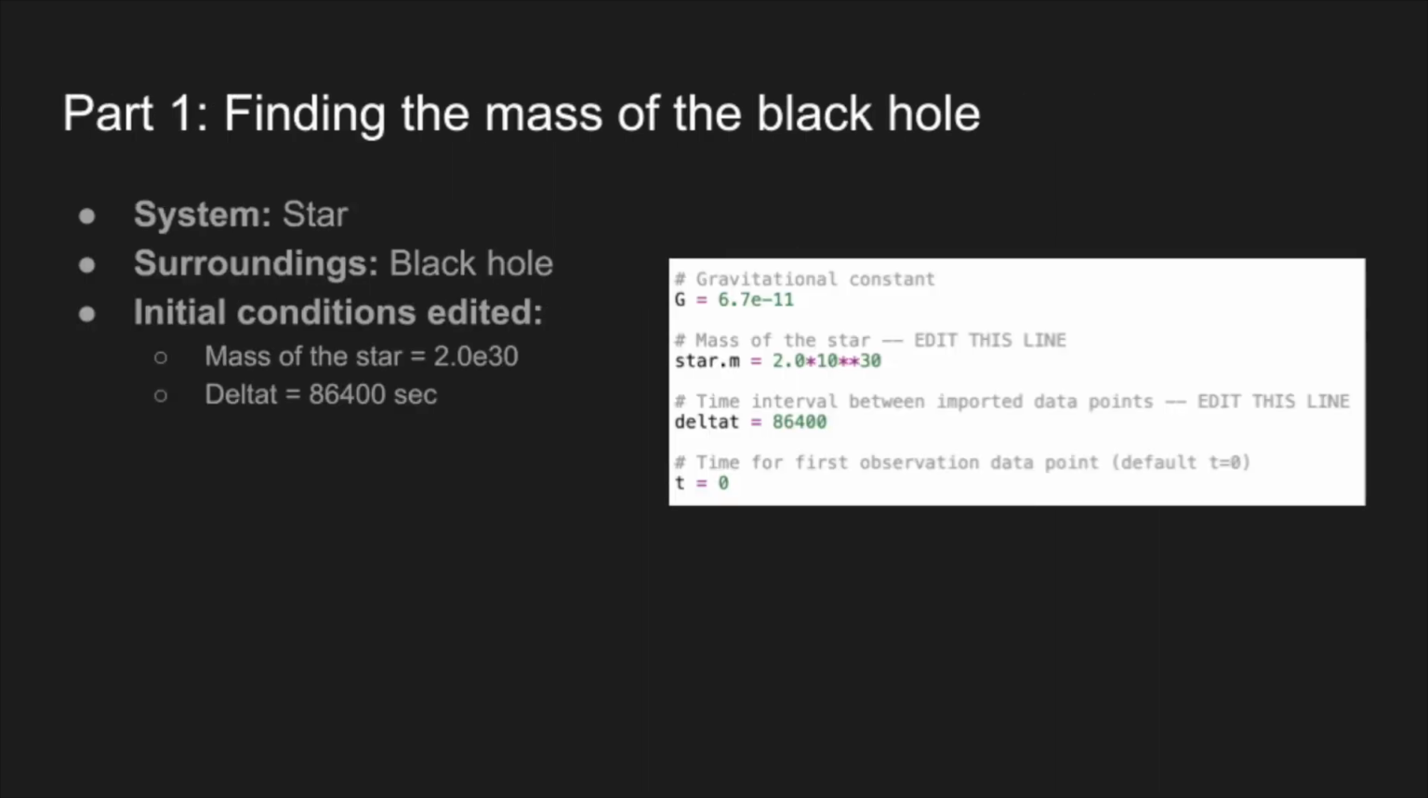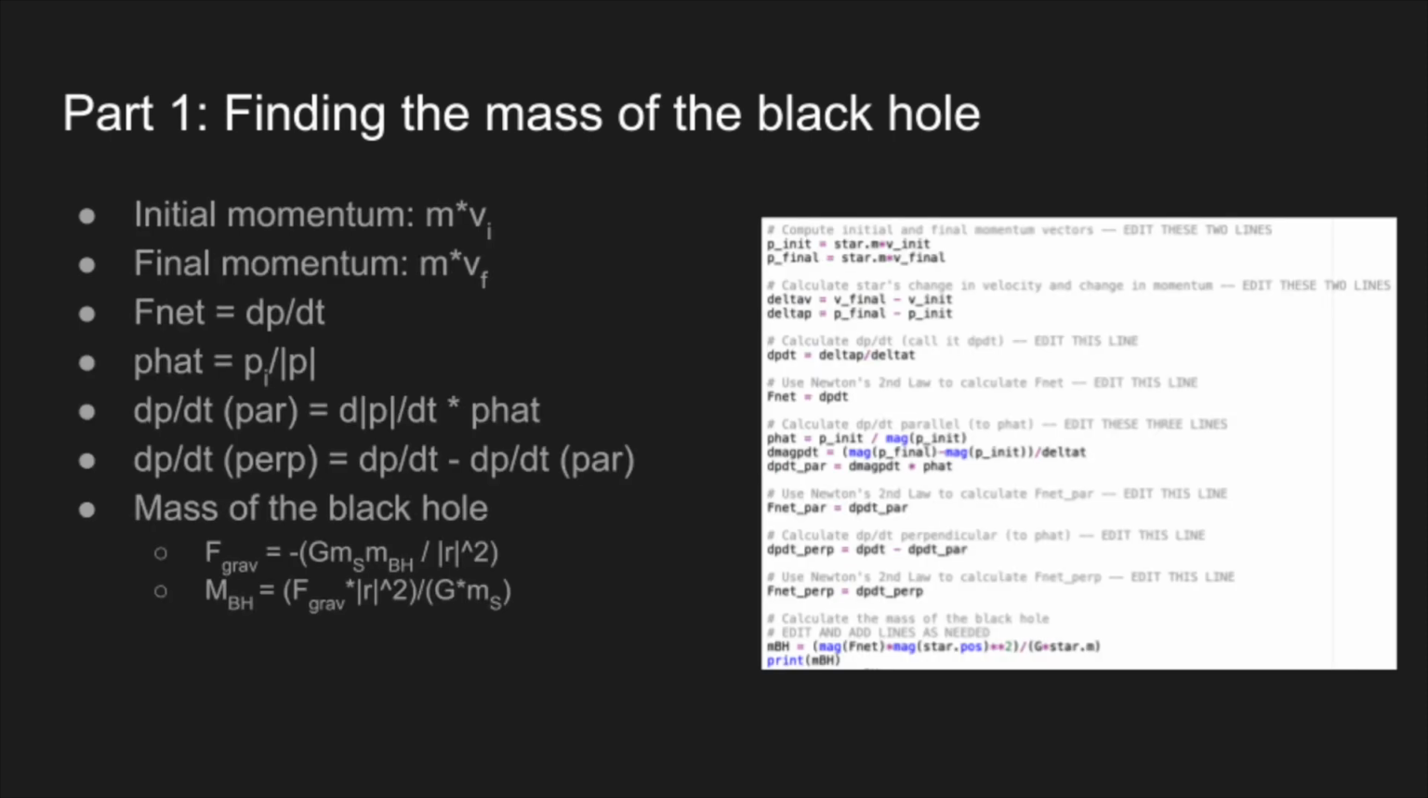So part 1 was to find the mass of the black hole. The system was the star, surrounding was the black hole. The initial conditions that I edited were mass of the star, which was 2.0 times 10 to the 30, and delta t was 86,400 seconds. Following that, I found initial momentum, final momentum, F net p hat, dp over dt parallel, dp over dt perpendicular, to use the universal gravitational force formula. And then with that formula, I isolated the mass of the black hole to the left side to find the mass of the black hole.